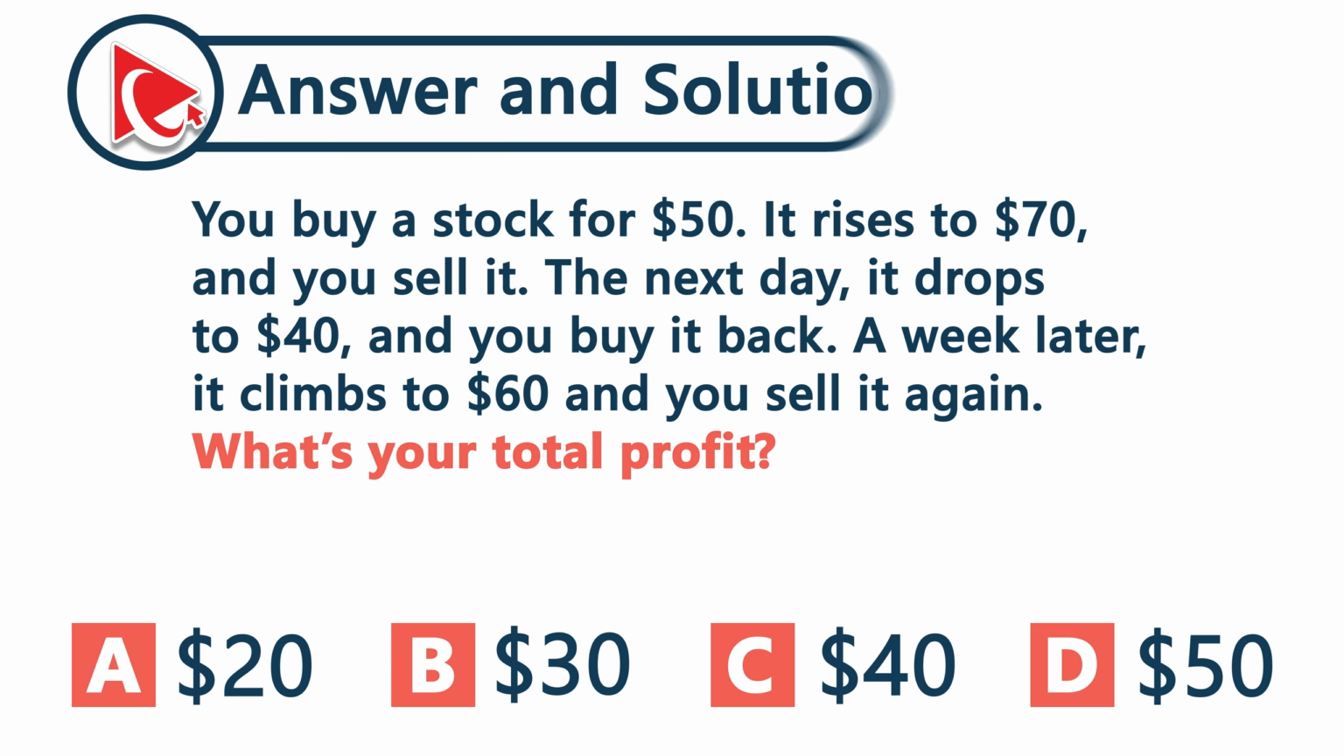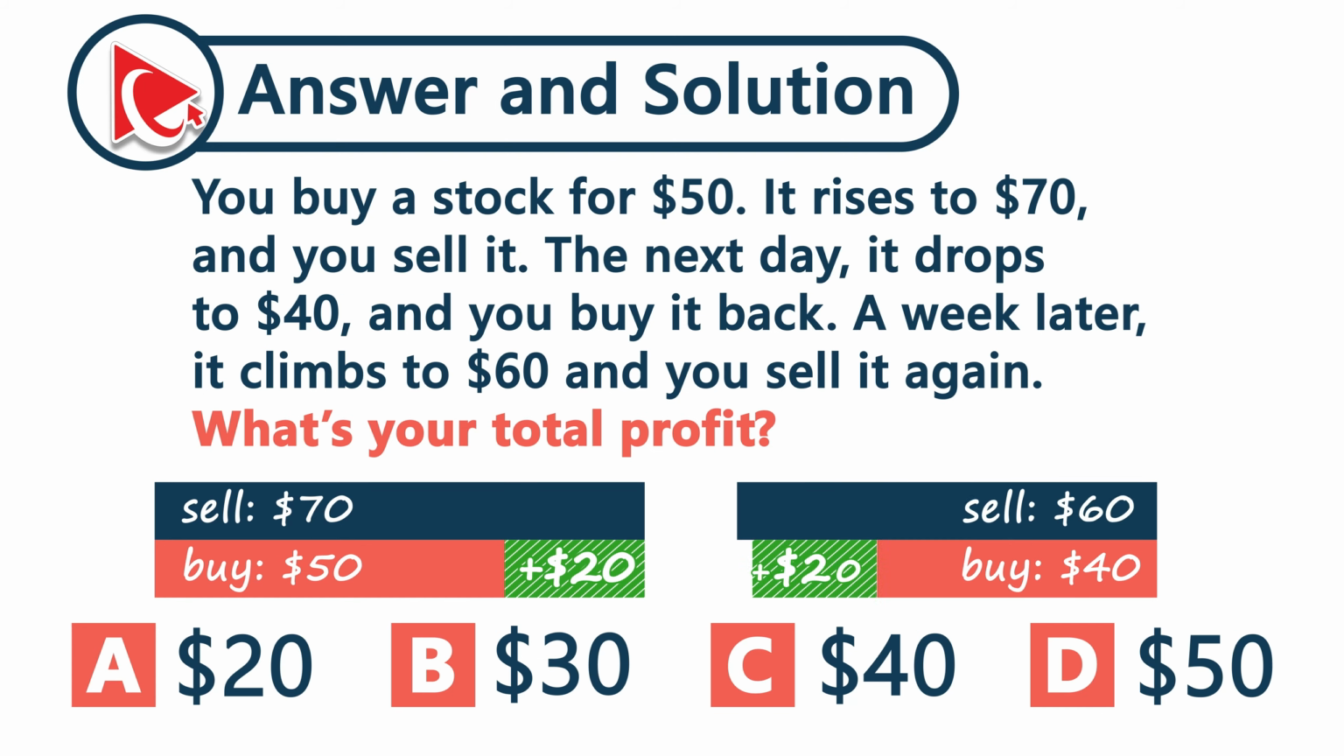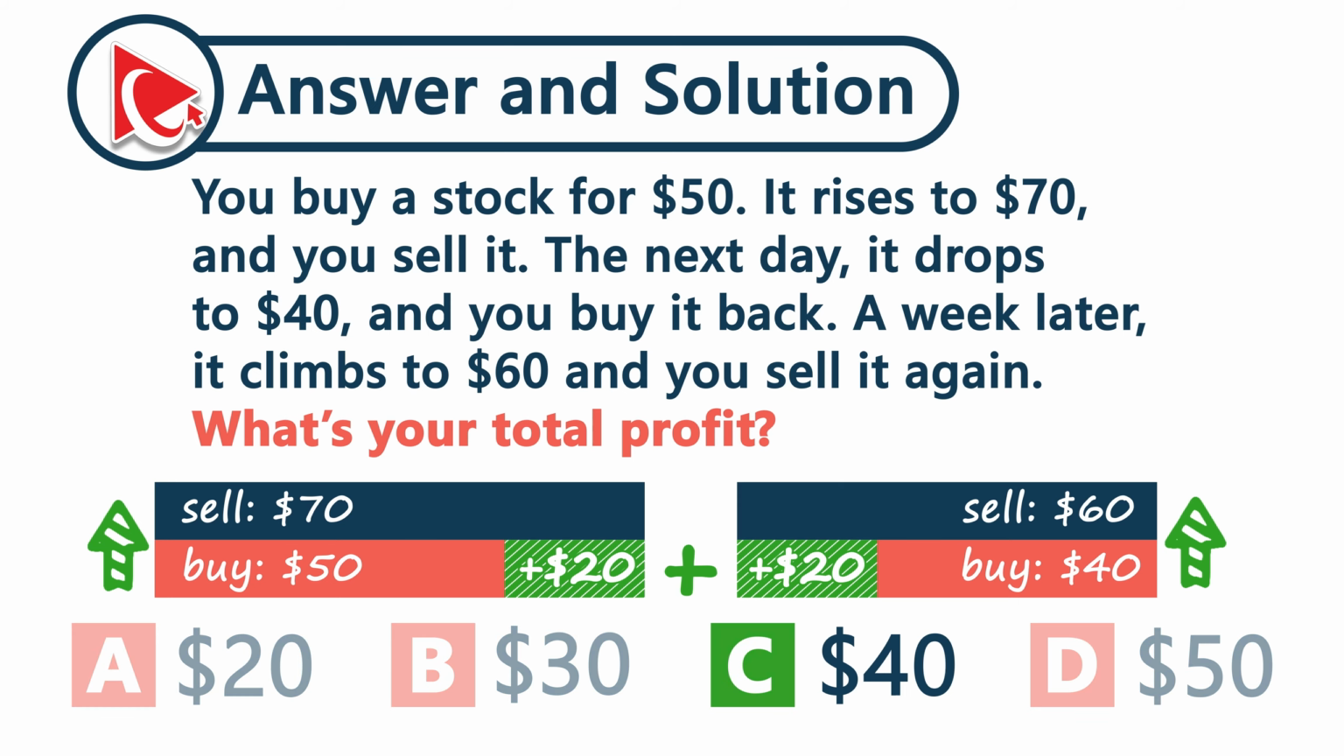Let's break it down. You made your first move when the stock rose from $50 to $70, and that's a $20 gain. Then you bought it again at $40 and sold at $60, earning another $20 profit. Each trade is independent, so each one was profitable. And the correct answer here is choice C, $40.